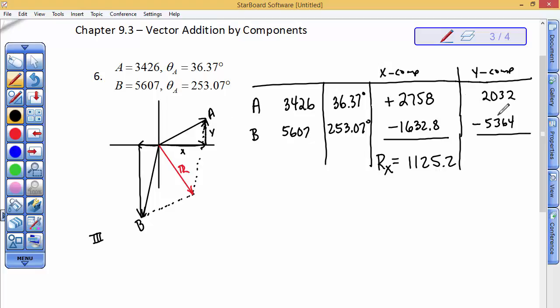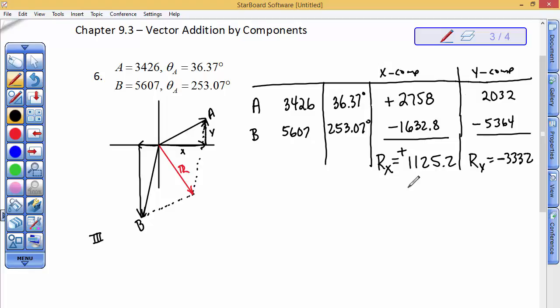My y component for this vector b went downward, and it's much greater. This one's longer than this one. So the negative component overpowers this positive component. And when I add those up, I get a negative 3,332. Please notice here that x is positive, y is negative.